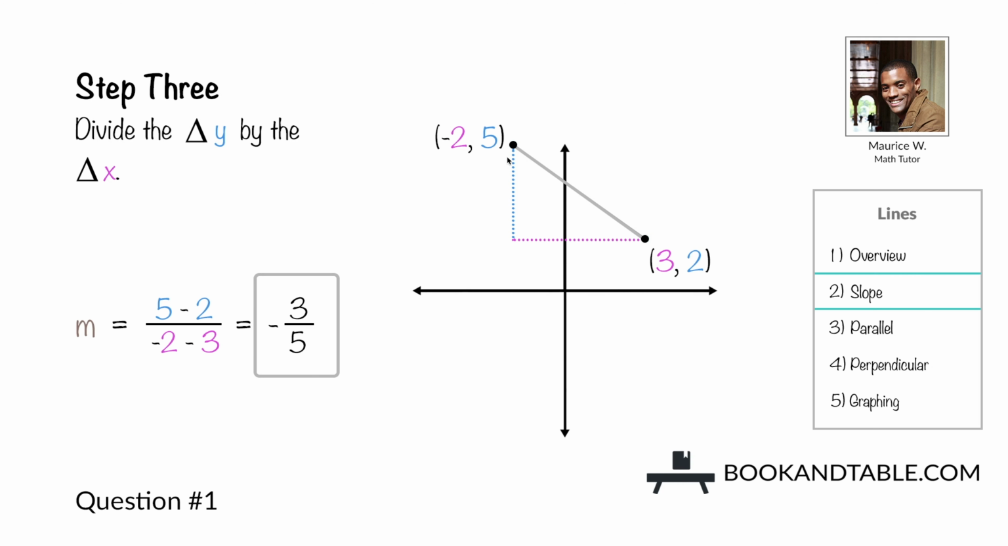And we see this line is downward slanting. The second point is below the first point. So we know this slope was supposed to be negative.